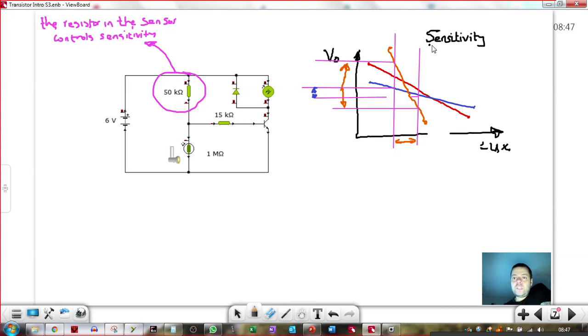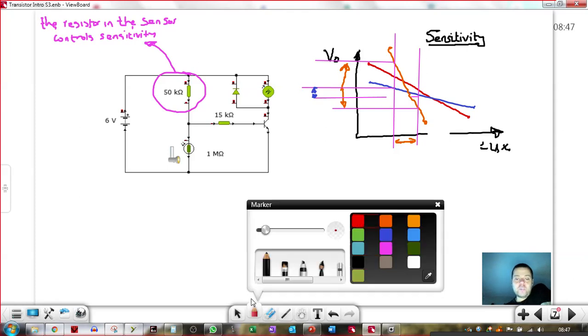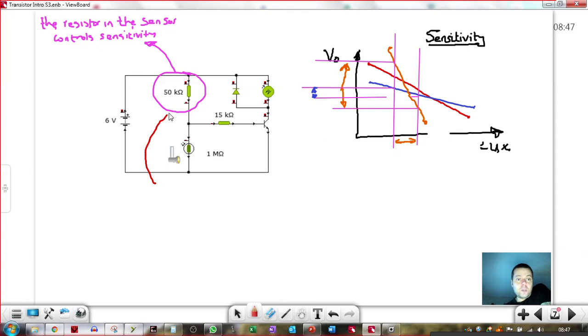We want the user to be able to alter the sensitivity of their input sensors, and that's why we introduce the use of variable resistors in there. Swap this out for a variable resistor.